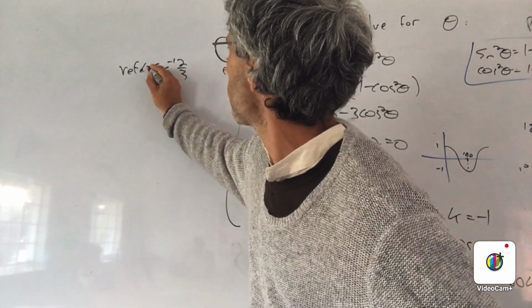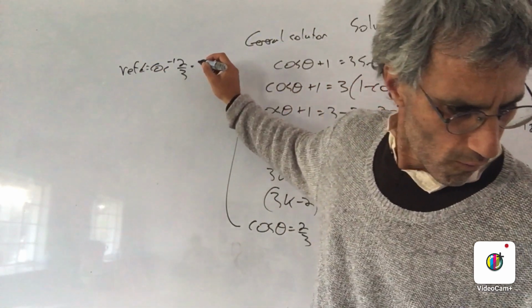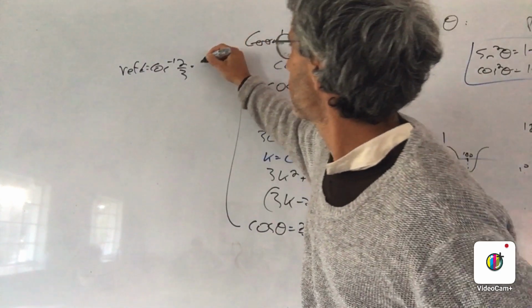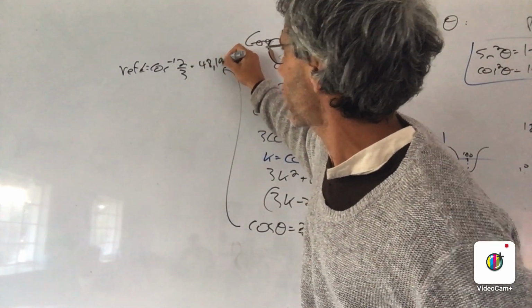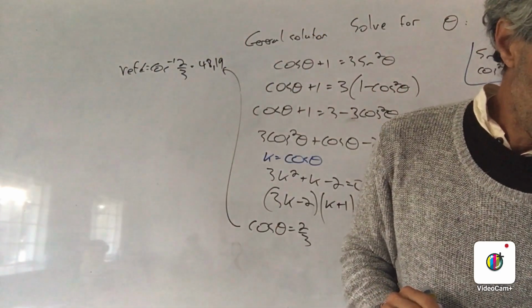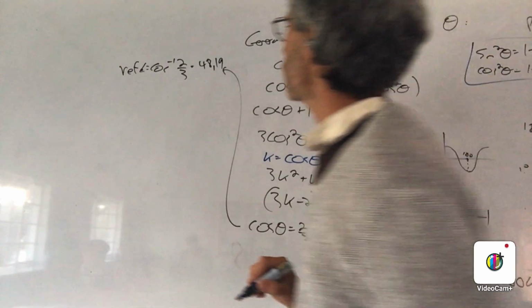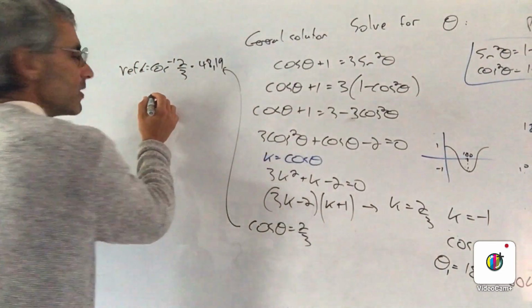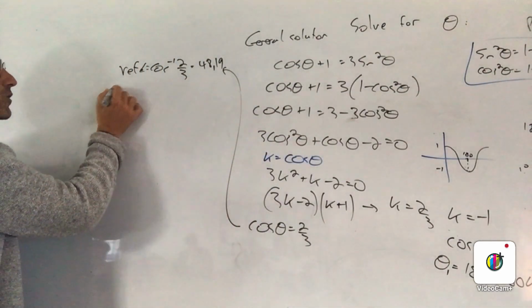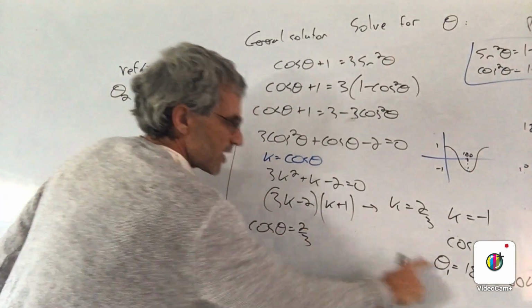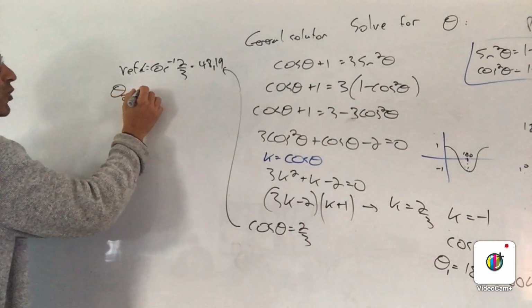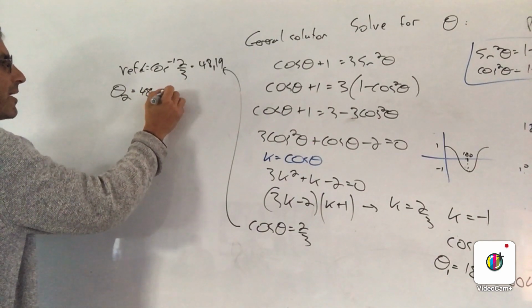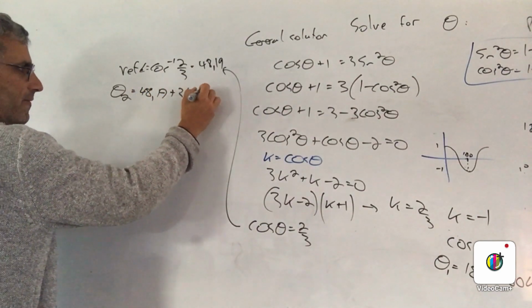The reference angle equals 48.19. That's what the calculator said. So now I've got two solutions. The first, or we'll call it the second solution, is going to be 48.19 plus 360k.